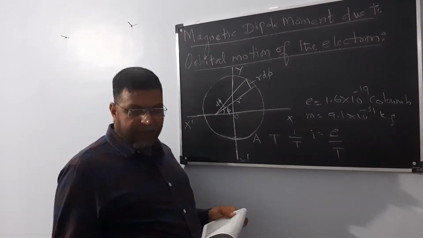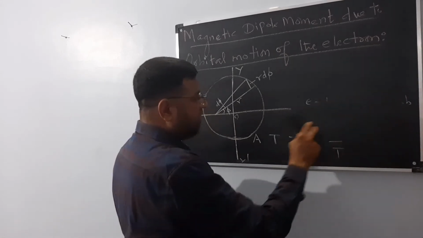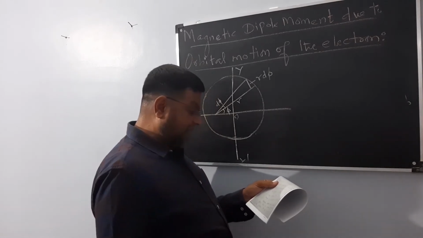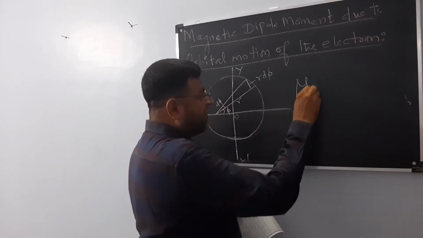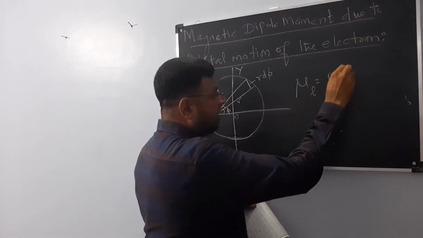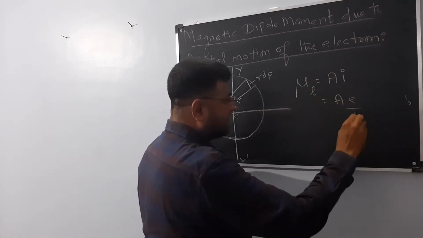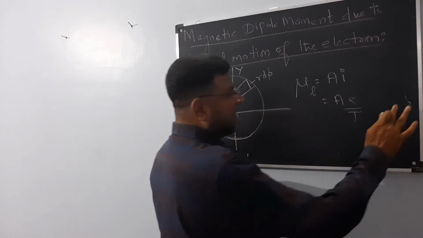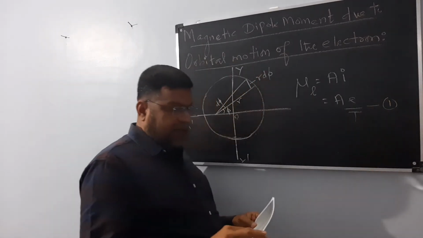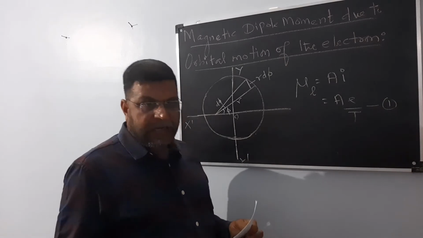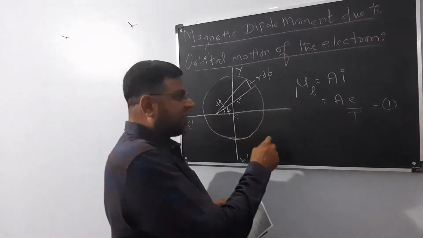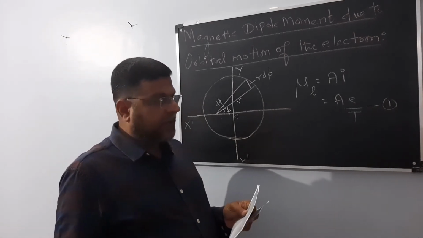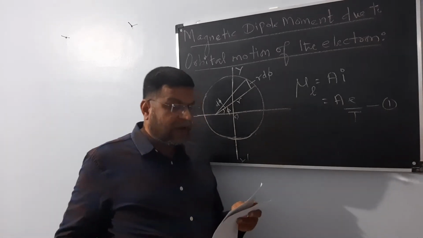Now we are going to apply Ampere's theorem. According to Ampere's theorem, we can write the dipole moment mu L is equal to A I, or you can write this, because you have taken I is equal to e by T. So this is your first equation. Whenever I am teaching, I request you to take your notes, keep it side by side. Whatever I am writing, you refer, you will get a clear picture, understand then and there. Where A is the area of the orbit.